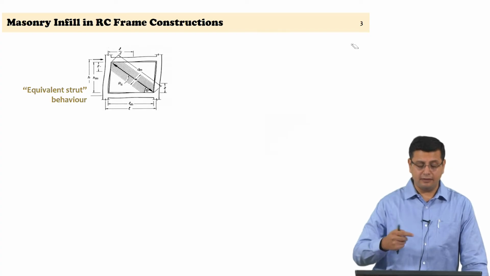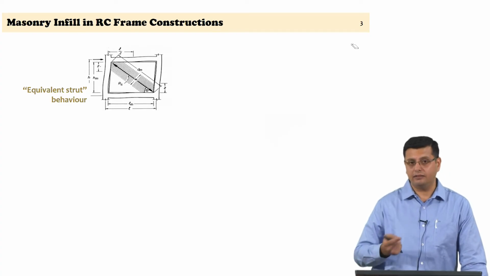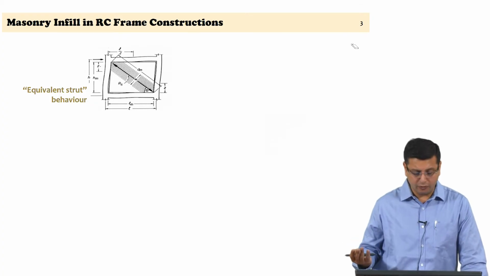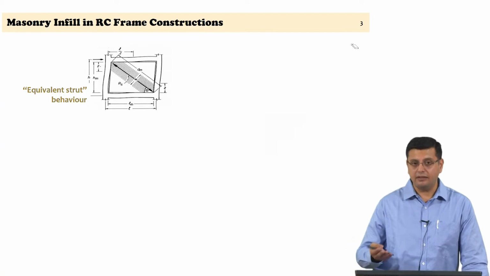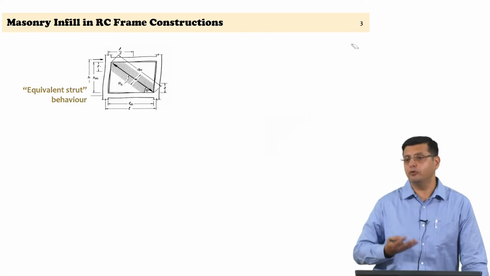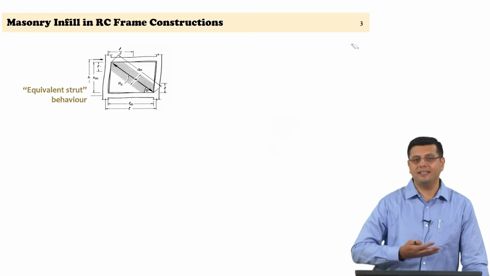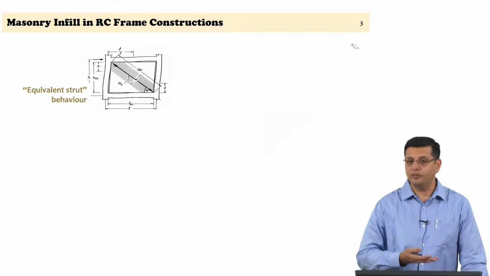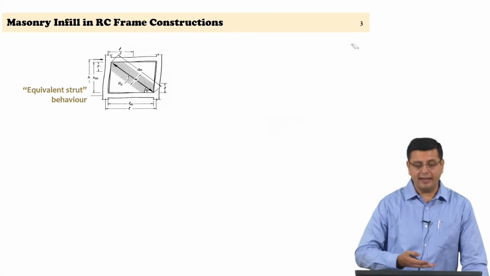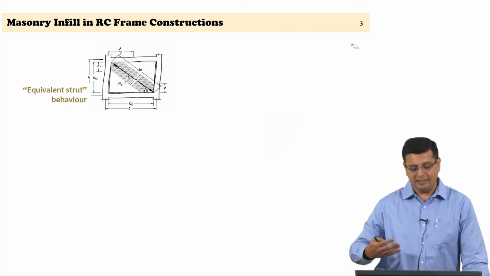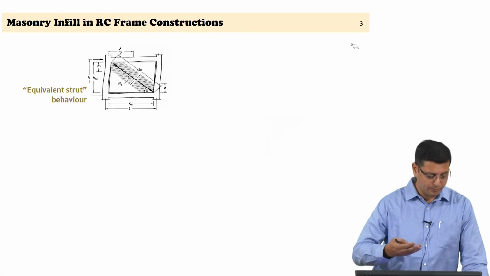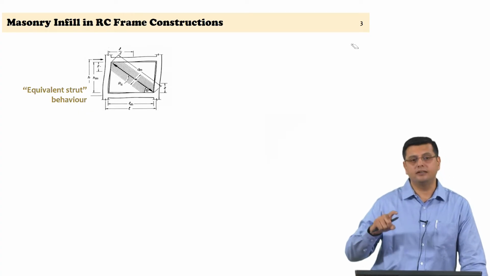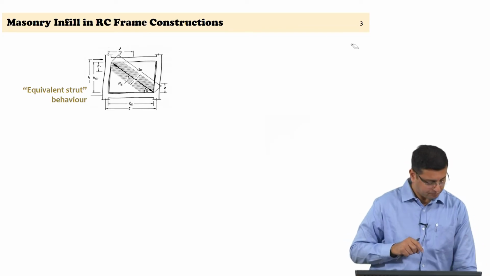Now, you might ask, what about the other diagonal? The other diagonal, when there is a lateral deformation in the reinforced concrete frame, is in tension. However, we are looking at an unreinforced masonry panel, and therefore, tensile resistance is far lower than the compression resistance of the masonry panel, and hence the interaction and the effect that comes into the lateral resistance of the frame is more meaningful when considered in terms of the compression strut.